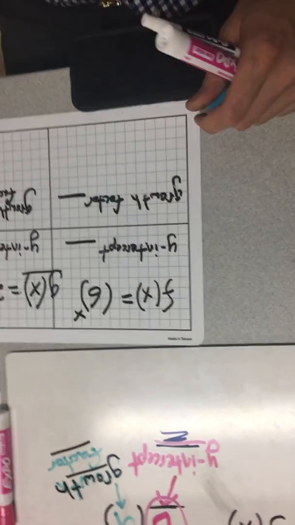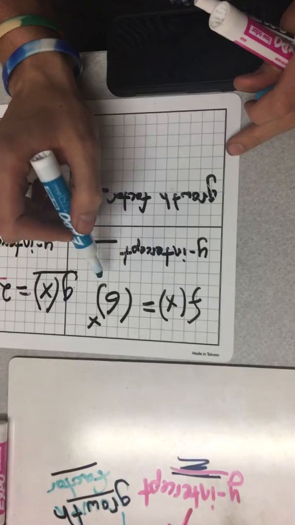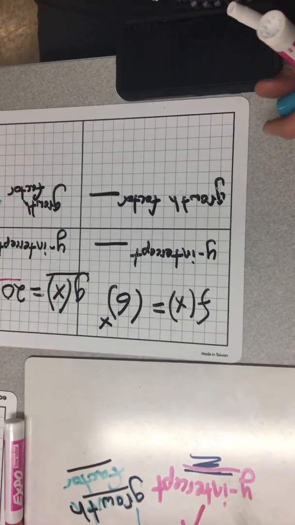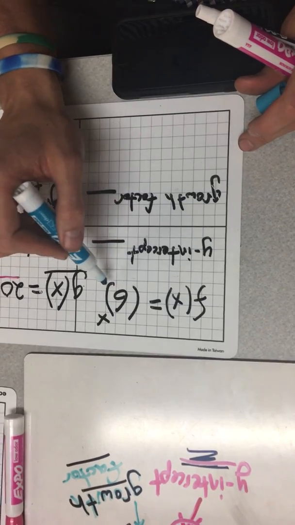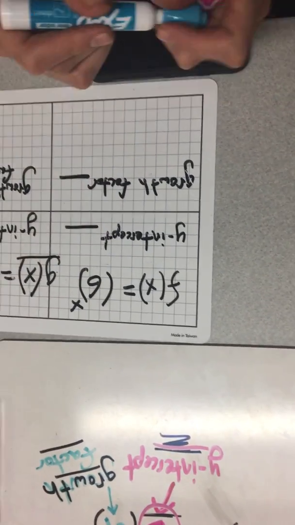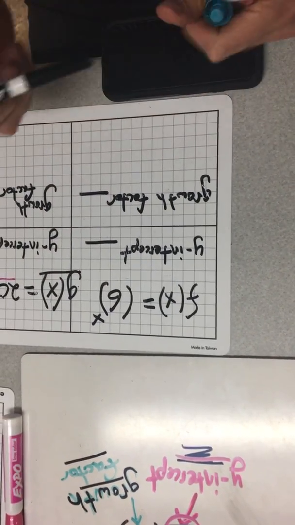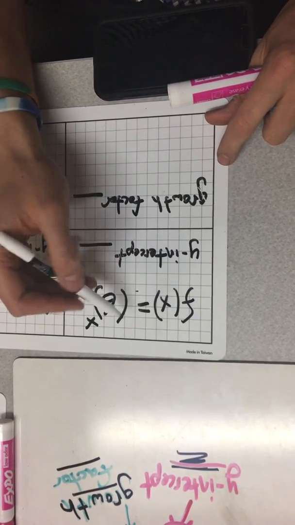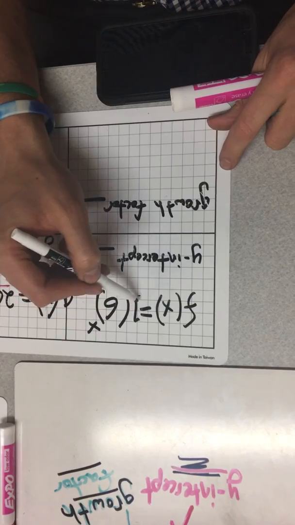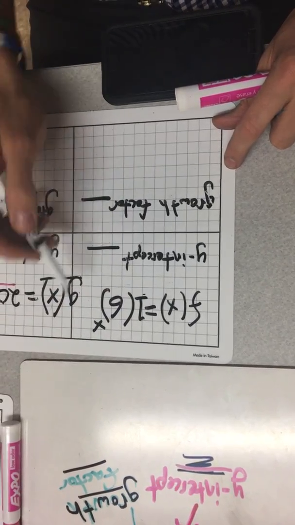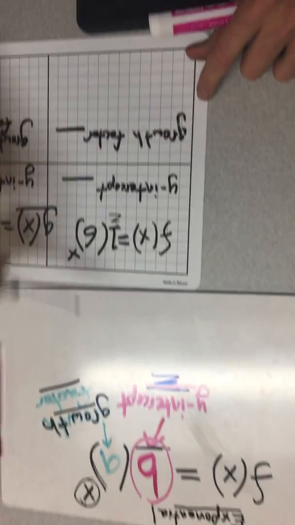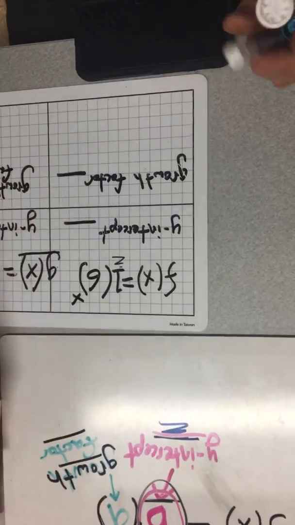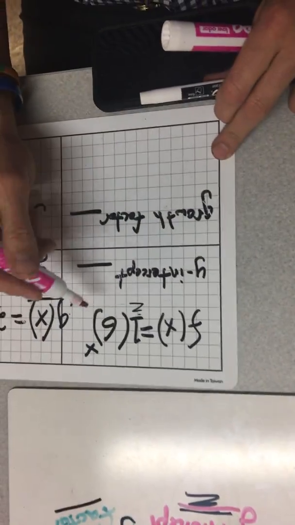Let's take a look at another function. We have 6 raised to the x. Here we have our parentheses, but we don't see a number in front. But if we remember from the beginning of the year, there is a number out here, and we don't write it, but it is the number 1. The number in front of our parentheses is our y-intercept, so here our y-intercept is the number 1.